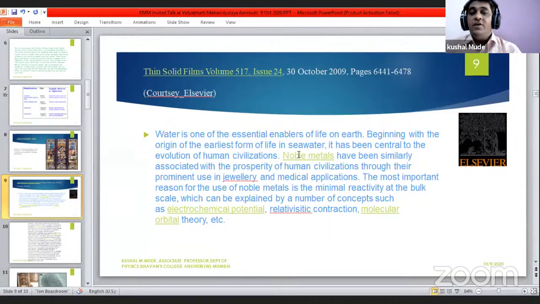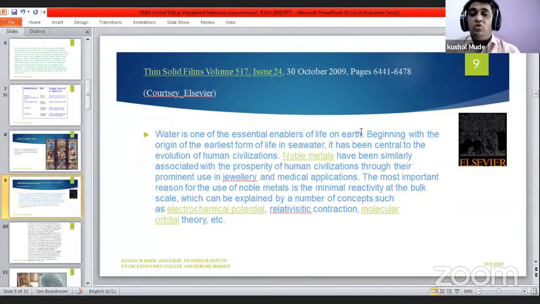Water is one of the essential enablers of life on earth, beginning with the origin of the earliest form of life in sea water. See, there is a lot of water in the sea. If you look at the coastline of Mumbai, there is the Arabian Sea, but we can't use that water because of the salt percentage, as all of you know. But can you purify it at a large scale? No, that is not possible.